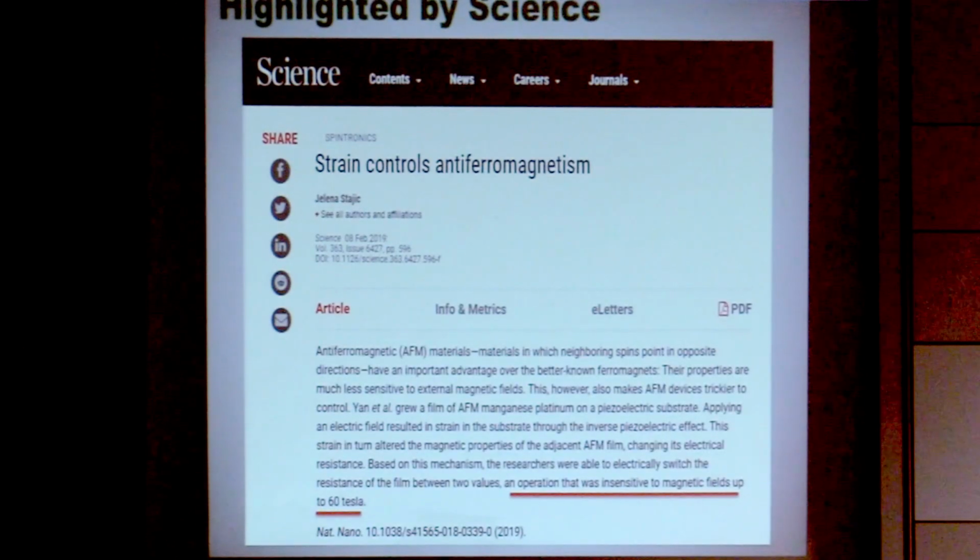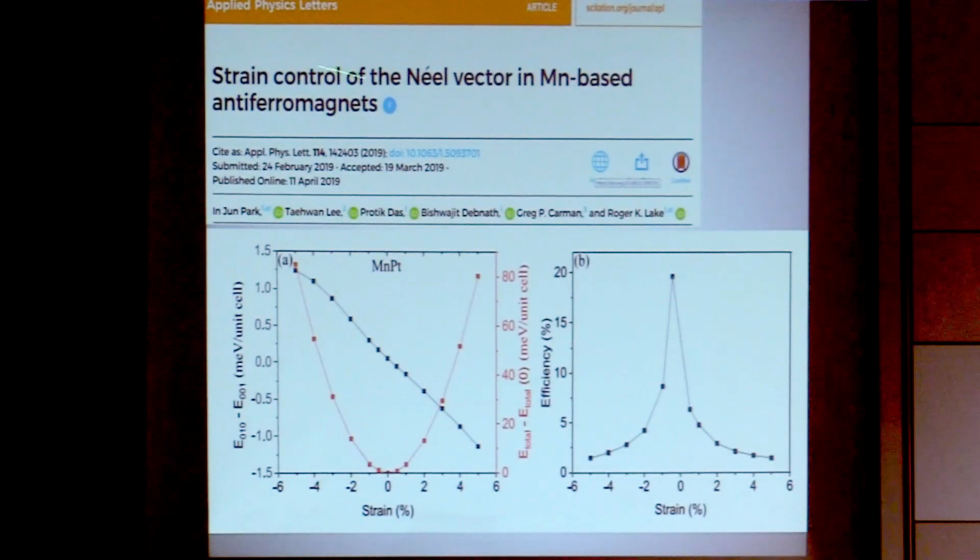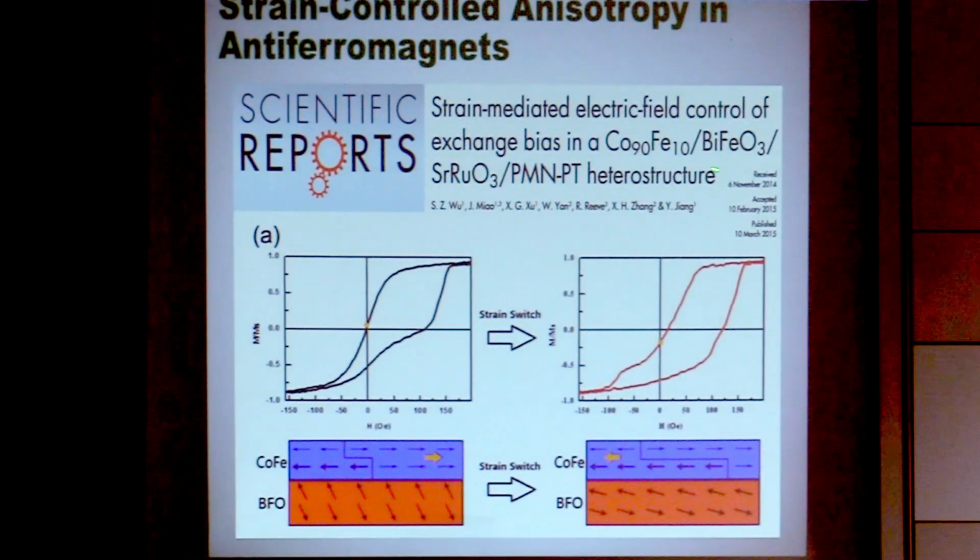Use strain to control antiferromagnetism. For example, this is a theoretical simulation from the UC Riverside group, Kamenev and Lake. They actually simulated all the manganese-based antiferromagnetic intermetallic alloys, the response of antiferromagnetic spins upon strain. So the results actually agree with our experimental results. The other thing is the previous studies on strain control of antiferromagnetic properties.